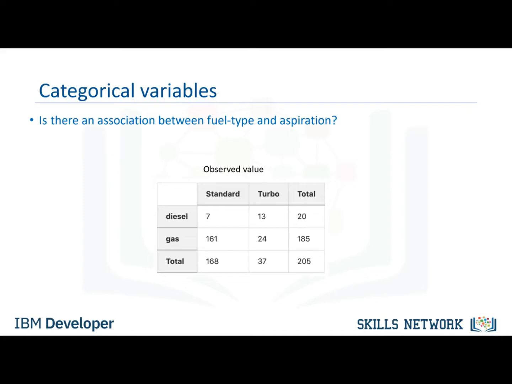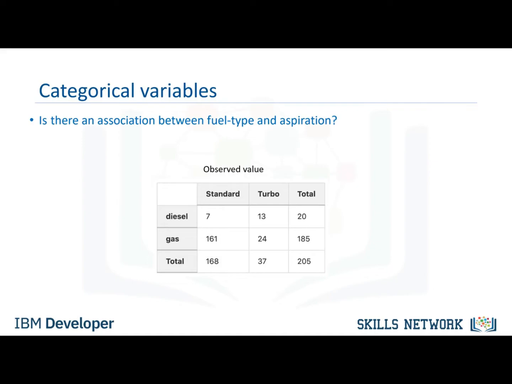Assuming we want to test the relationship between fuel type and aspiration, these are categorical variables. The fuel type of the car is either gas or diesel, and the aspiration is that either the car is standard or turbo. To do this, we will find the observed counts of cars in each category.